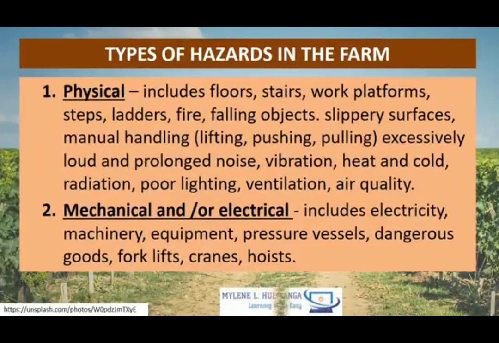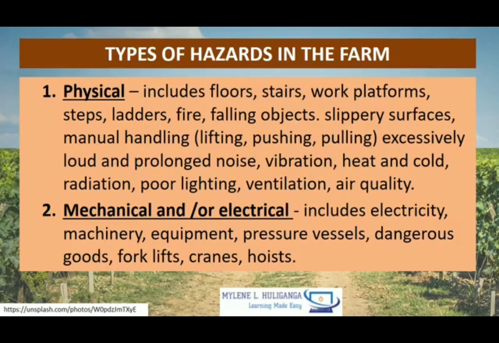Types of hazards in the farm. 1, physical. Includes floors, stairs, work platforms, steps, ladders, fire, falling objects, slippery surfaces, manual handling like lifting, pushing, and pulling, excessive loud and prolonged noise, vibration, heat and cold radiation, poor lighting, ventilation, and air quality.